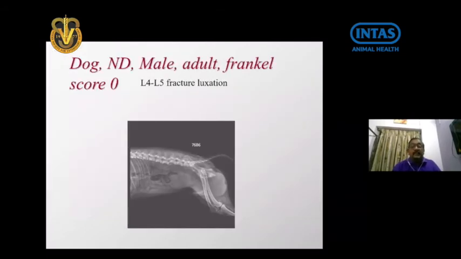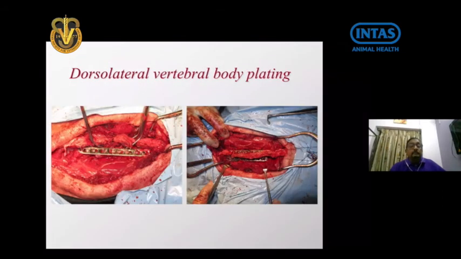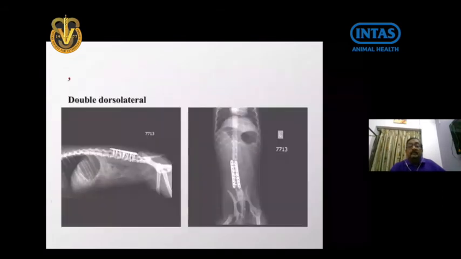Another case like this, L4, L5 fixation. Again, a double plate. See, it's a complete luxation. You see the 3-compartment theory is completely gone. So we have put a double plate in this. These are cases which are good for you to do only if the owner is compliant, if the owner is willing to take care of this dog for life.